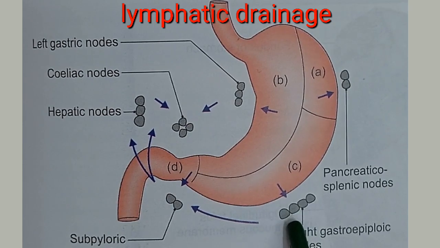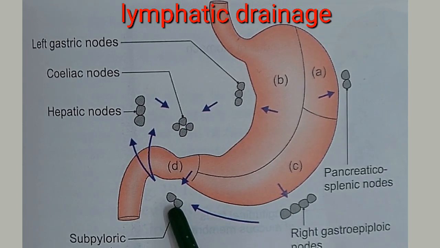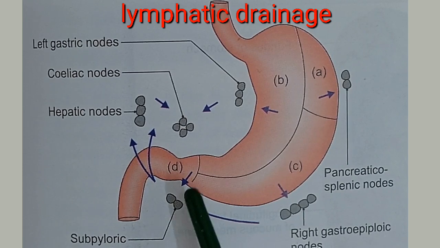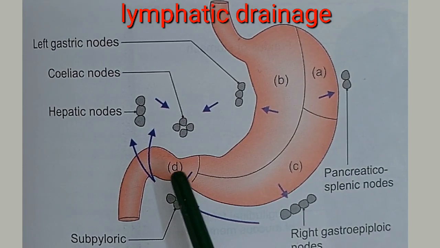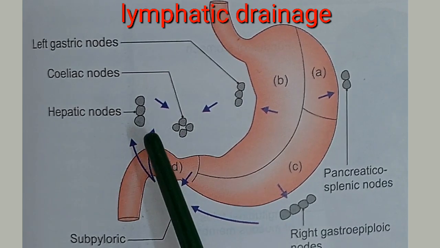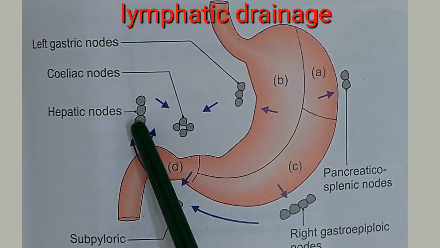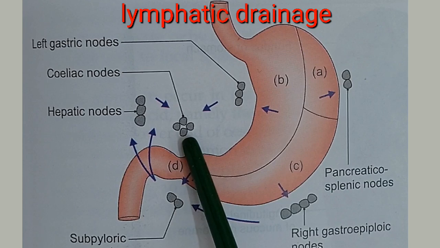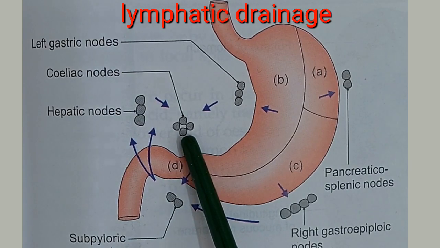Lymph vessels from this drain into the subpyloric lymph node, which lies in the angle between the first and second part of the duodenum. From here it goes to the hepatic node, and from the hepatic node ultimately the lymph reaches the celiac node.